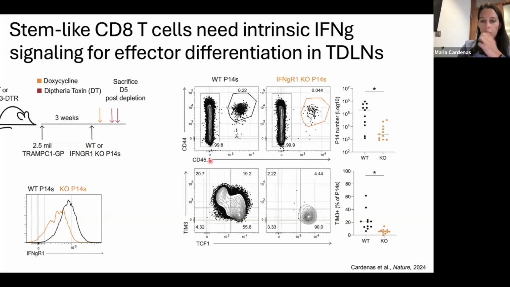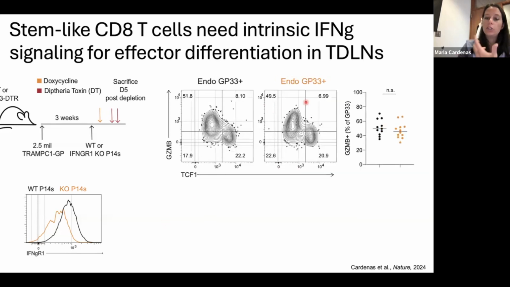And what we found is that when they don't receive interferon gamma signaling intrinsically, these cells can't undergo effector differentiation like their wild-type counterparts. As a comparison, the endogenous GP33 response, in the environment, the other cells that can sense it did undergo effector differentiation similarly to the mice that had wild-type counterparts. So this really indicates that it is intrinsic to the CD8 T cell to sense interferon gamma to drive this effector response.